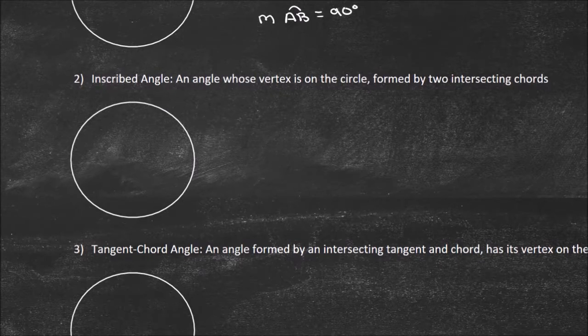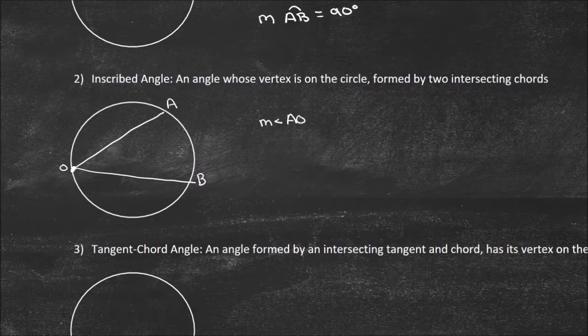An inscribed angle is an angle whose vertex is on the circle, formed by two intersecting chords. So I'm going to draw two chords, one here, then one here. Those are chords, they're intersecting, so that's what an inscribed angle looks like. Then again, let's label it A, O, and B. Now the rule says that measure of angle AOB equals 1/2 the measure of arc AB.